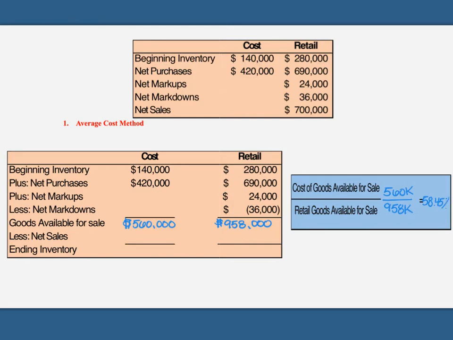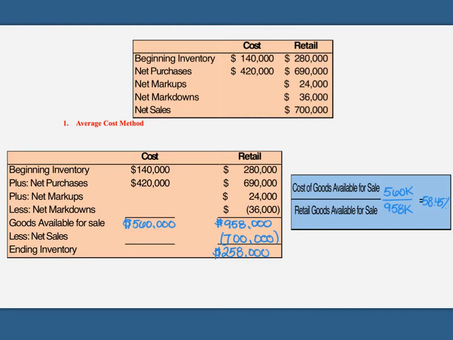as our ratio. So to continue down our column here, we know our goods available for sale are 958,000. We know our net sales are 700,000. So let's plug that in. 700,000. We subtract that from our goods available for sale, and that gives us our ending inventory, which is $258,000.